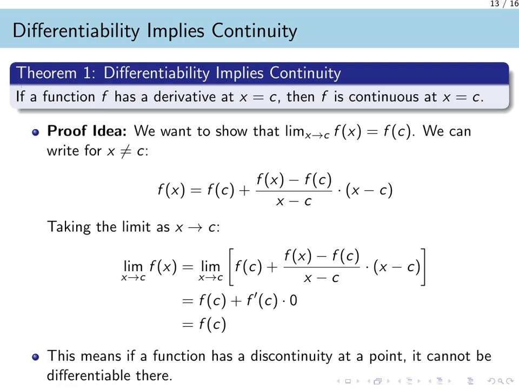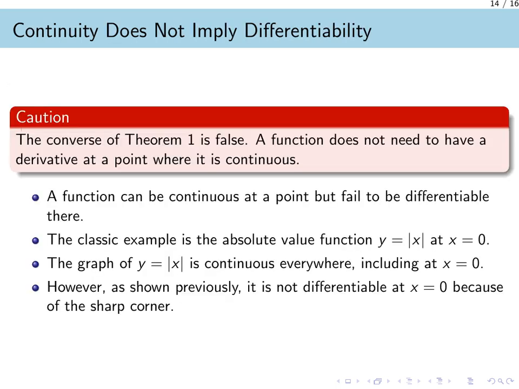which is the definition of continuity. Intuitively, this means a function cannot have a well-defined tangent line at a point where there is a gap or a jump. Differentiability is therefore a stronger condition than continuity. Now I want to address a very important distinction regarding the relationship between continuity and differentiability.